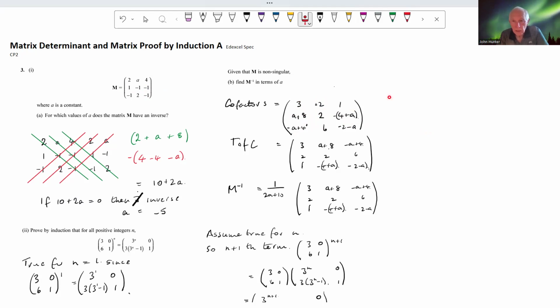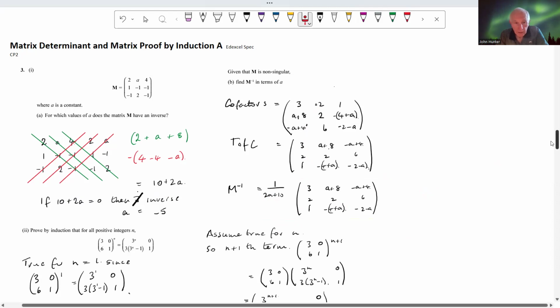So this is therefore the matrix of cofactors of M. And then we want the transpose. So we just turn our rows into columns and vice versa, and that gives us that. The final step is we divide by the determinant, which we've already worked out. And so this is the inverse. And clearly, as you can see from here, if a is -5, then that isn't going to work because it's going to be undefined. Right, so that is that.